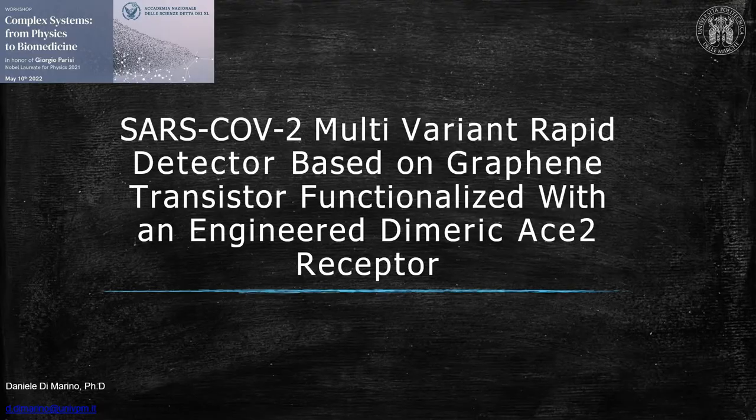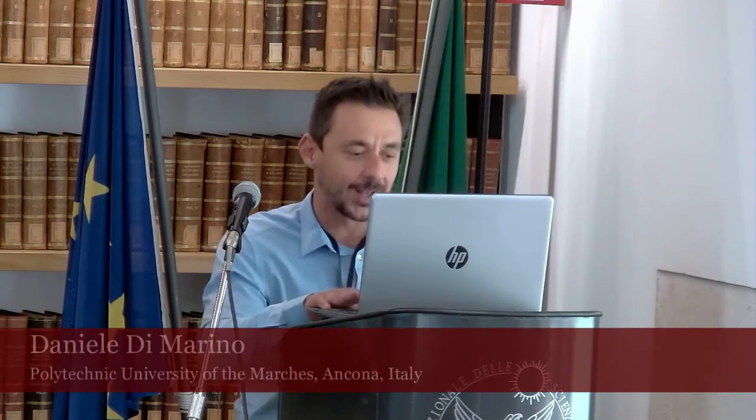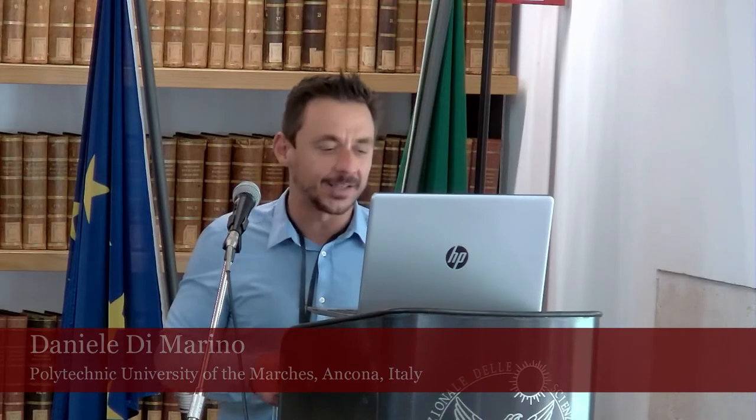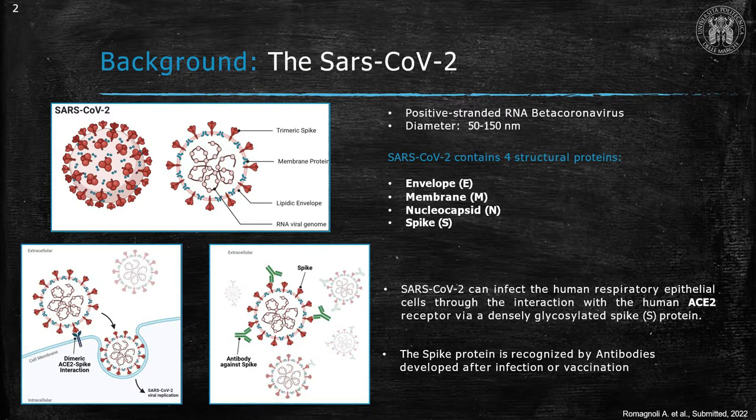Today I'm going to talk about the development of a new approach for the detection of SARS-CoV-2. SARS-CoV-2 is a positive-stranded RNA betacoronavirus, and is composed mainly of 4 structural proteins, and the most famous one is the spike protein. The spike protein can interact with the human ACE2 receptor, and this is important for the first step of virus infection. But this protein can also be recognized by the antibodies developed after infection or vaccination.